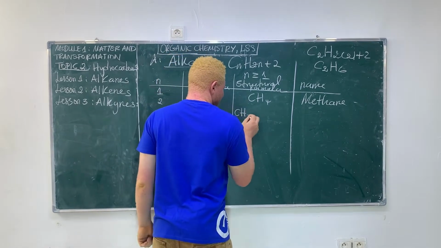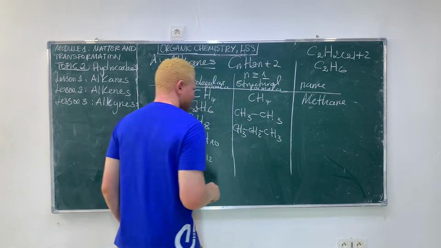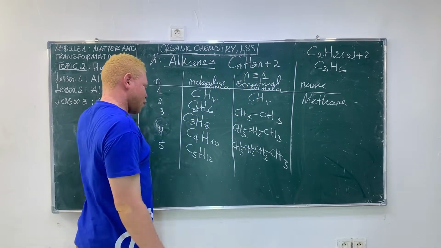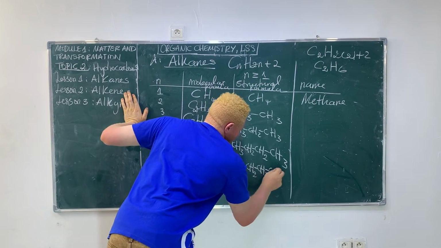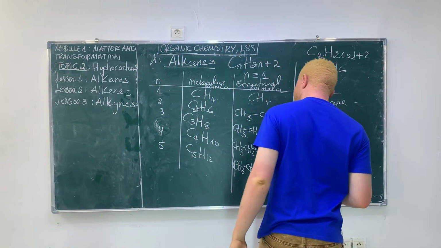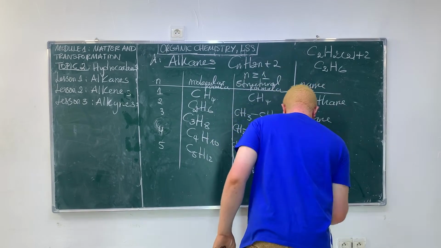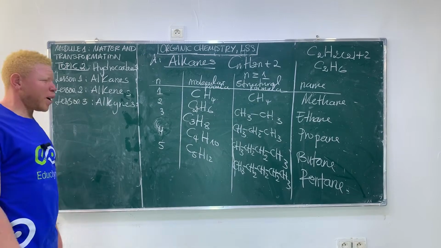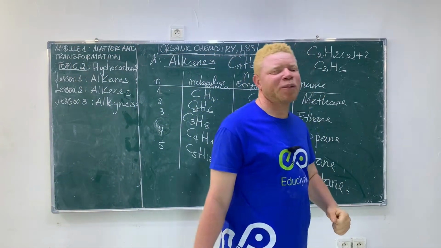So the structures are CH4, CH3CH3, CH3CH2CH3, CH3CH2CH2CH3, and CH3CH2CH2CH2CH3, named methane, ethane, propane, butane, pentane. These are the first 5 members of the alkane series: their molecular formula, their structural formula, and their systematic name or IUPAC name.